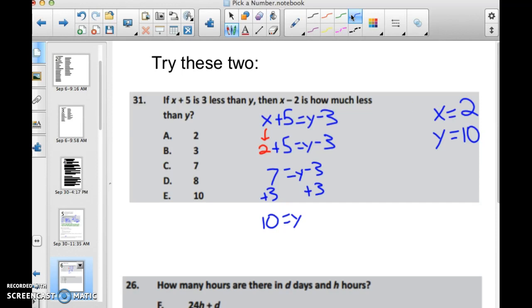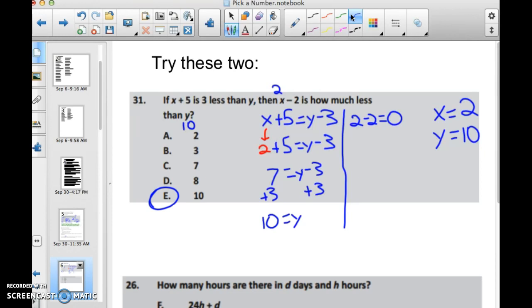So the question of x minus 2 is how much less than y? Again, confusing, but now I can help myself out because I have values that make sense within the problem, and I can plug them in to solve that. x minus 2 is how much less than y? Well, I said that x is 2. So in this case, 2 minus 2 is 0. So 0 is how much less than y? Well, I said y is 10. So 0 is 10 less than 10. So my answer choice is E.